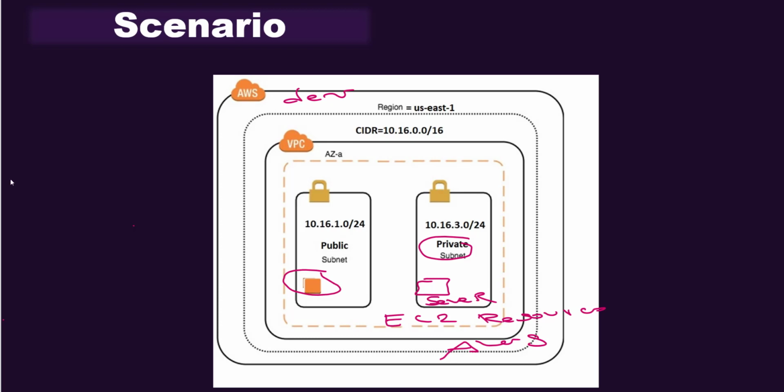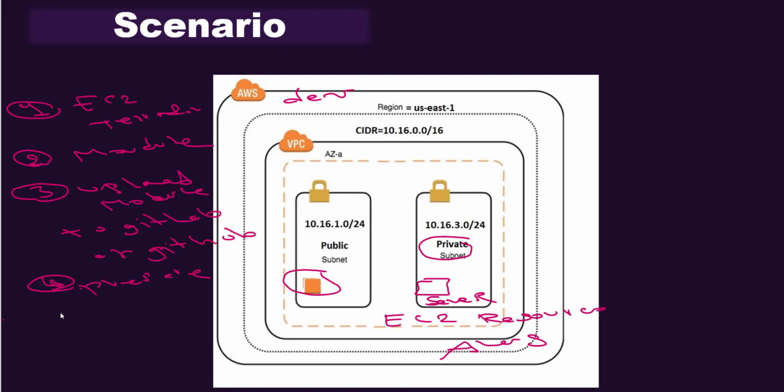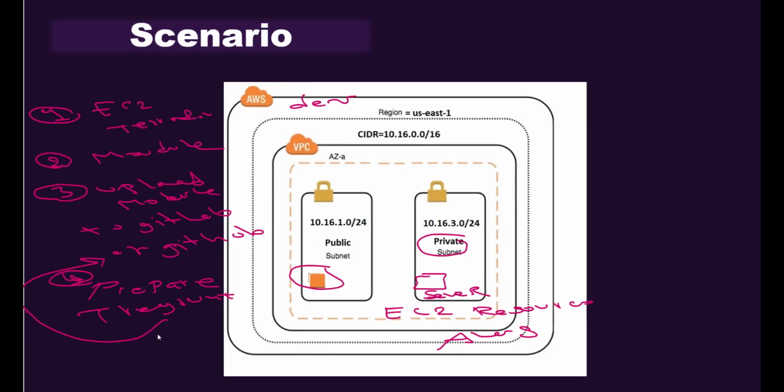So, to continue, at first we want to create an EC2 by Terraform, change it to a module, upload the module to GitLab, and prepare Terragrunt to use this module. Let's go into VS Code and take care of this step quickly.